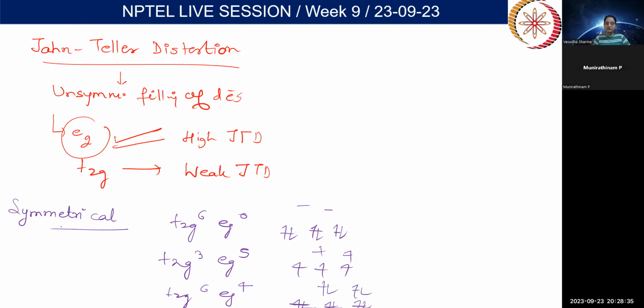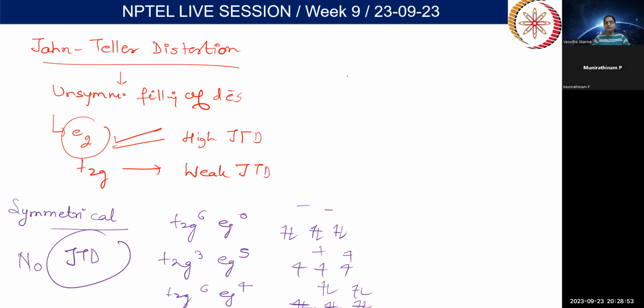So this kind of symmetrical case has no Jahn-Teller distortion, first case. And also no Jahn-Teller distortion will occur if it does not have an octahedral symmetry. So that factor also you have to keep in mind. If at all there is no octahedral symmetry, you do not even think about the Jahn-Teller distortion.